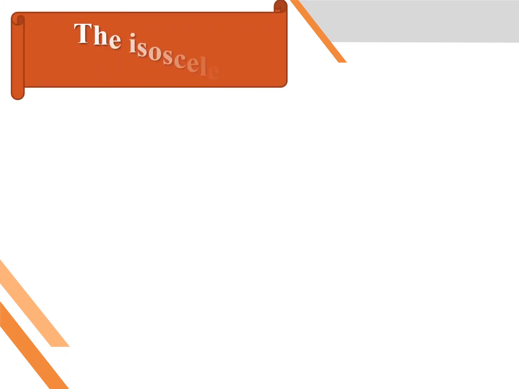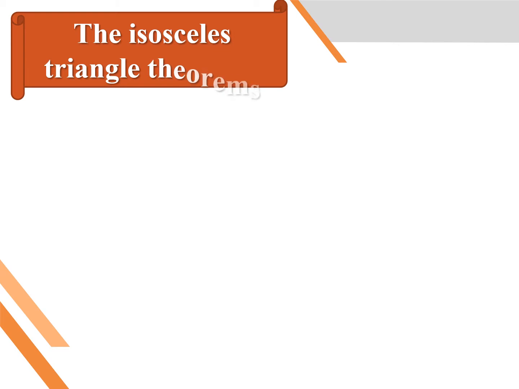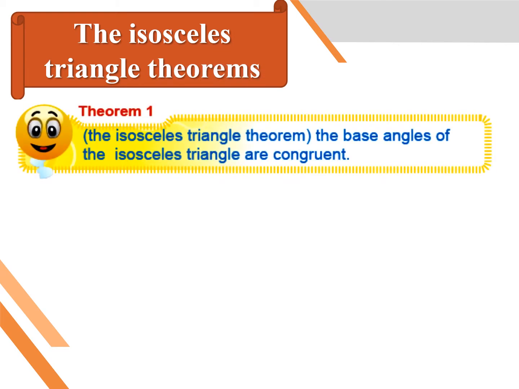In this lesson, the isosceles triangle theorems. Theorem number one, the isosceles triangle theorem: the base angles of an isosceles triangle are congruent. What does it mean? If I have two sides equal in a triangle, it is called an isosceles triangle, and the base angles are congruent, equal in measure.